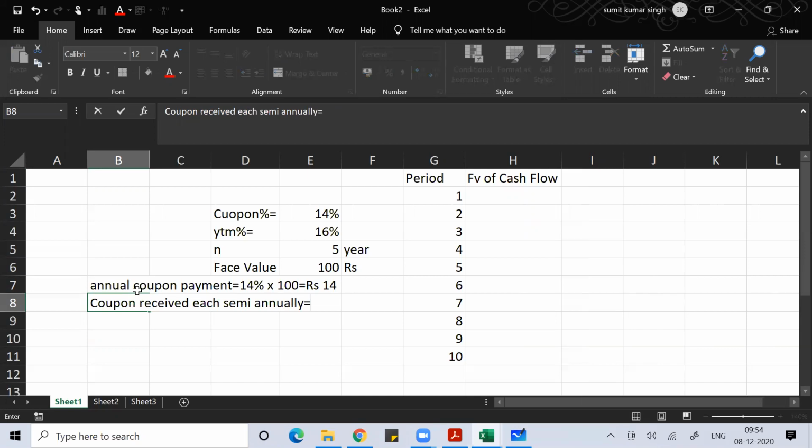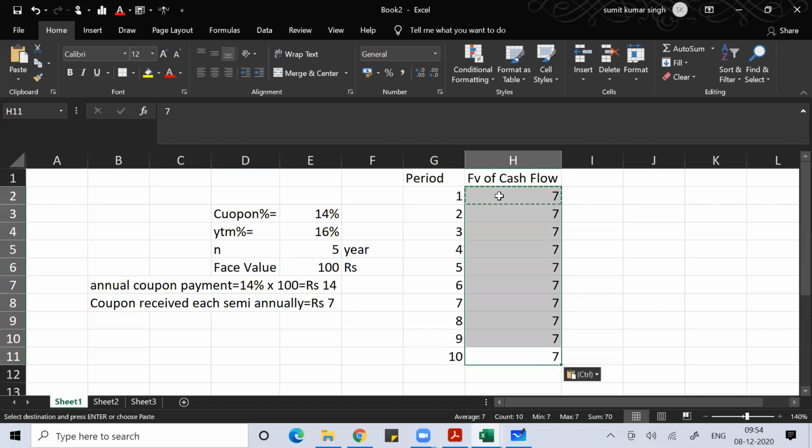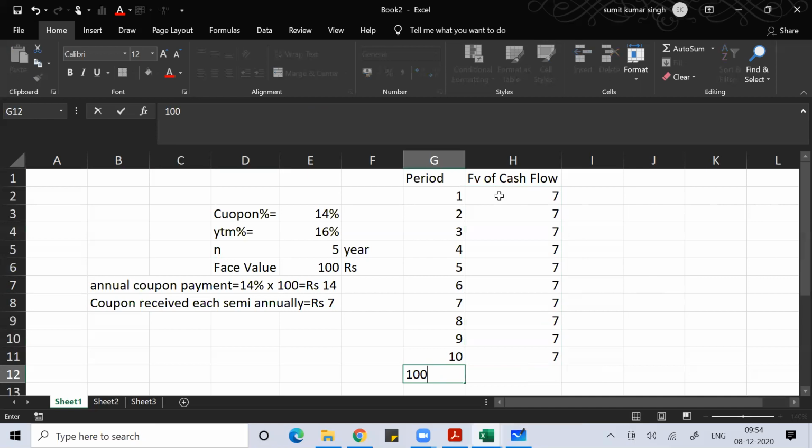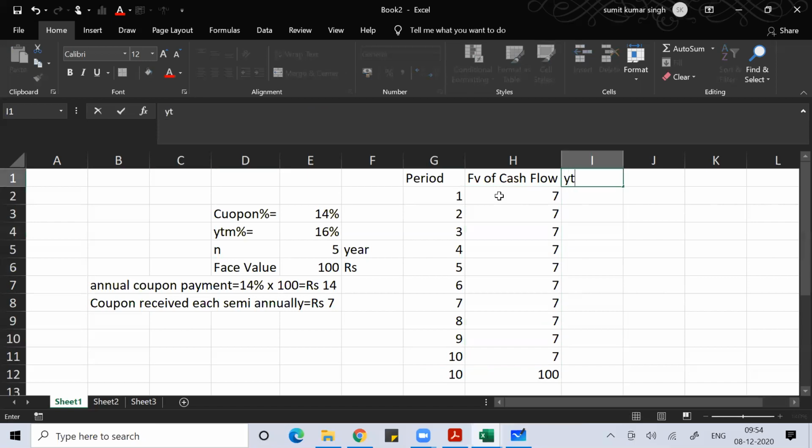14 rupees is paid at the end of the year. So if you pay after every 6 months, you are paying 7 rupees every time. Then on maturity, you received the face value. Okay. So here, what is your YTM?